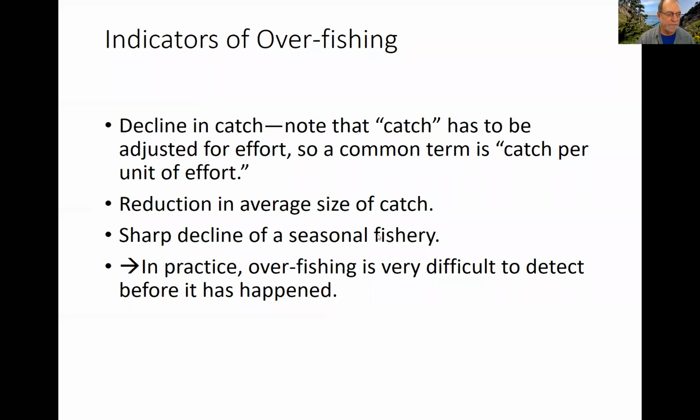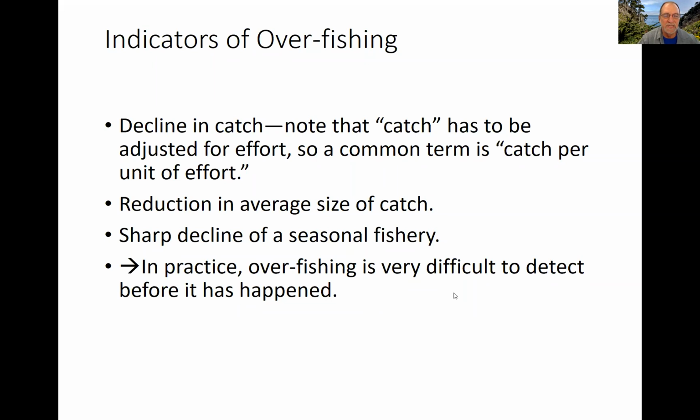And there's also a reduction in the size of the catch, the numbers of fish that are landed, the weight of the fish. There's a sharp decline in the seasonal fishery. The individuals which are caught, the fish that are being landed, are smaller in size because the larger fish tend to be captured first. And then there'll be a sharp decline in fisheries that have a seasonal variation. And typically, it's very difficult to understand that overfishing is occurring. So many fishing operations or fishery management attempts fail because people don't realize that the population has been overfished until it's too late.